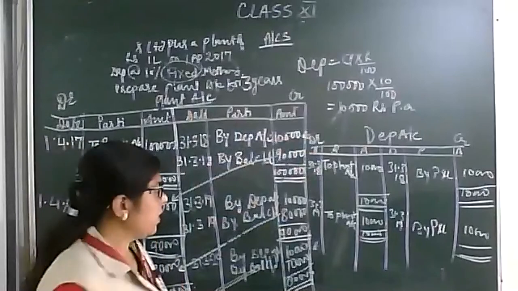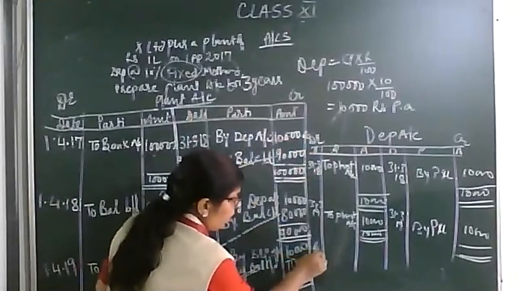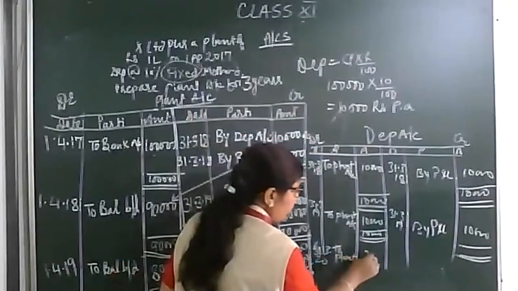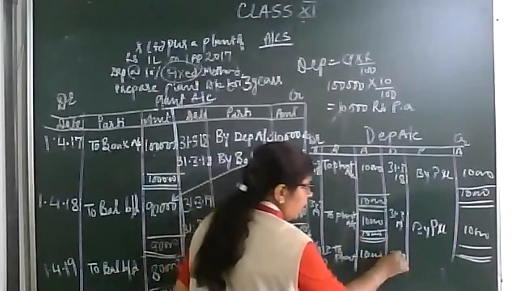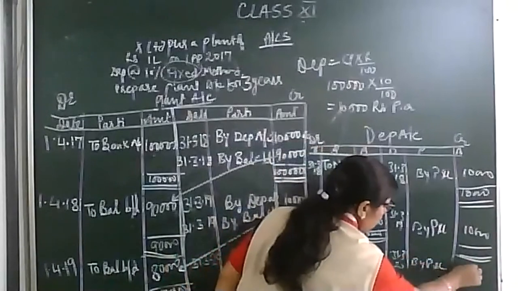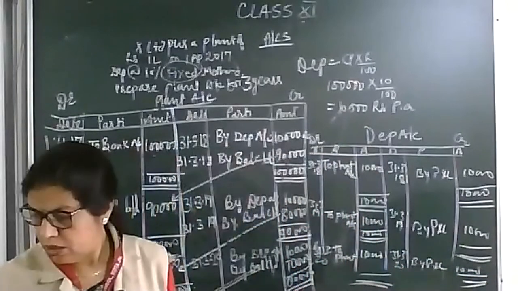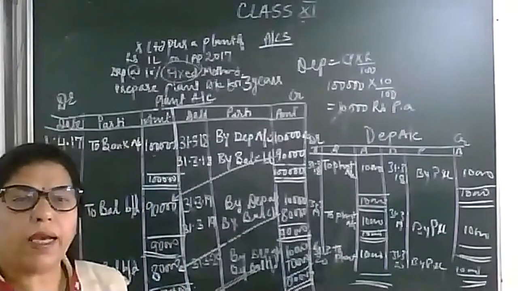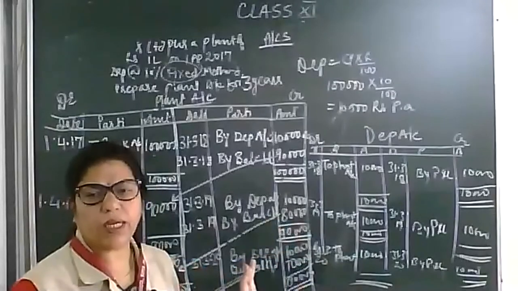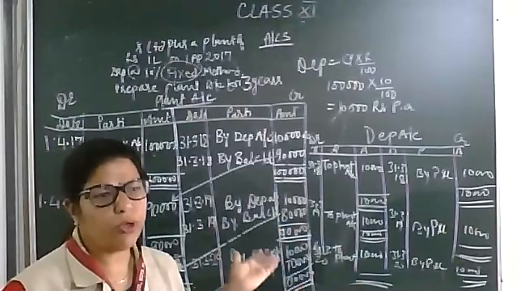And one more year, same way, no need to change the dates, no need to change the amount. 31st March 20, to plant account, 10,000. 31st March 20, by P&L, 10,000, same way. I'm sure you must be able to understand. Yes, copied it? Prepare the depreciation account as well. In the exam, the examiner can ask for both the accounts.